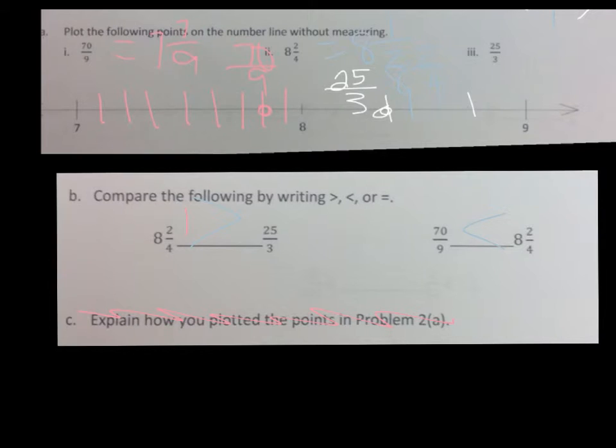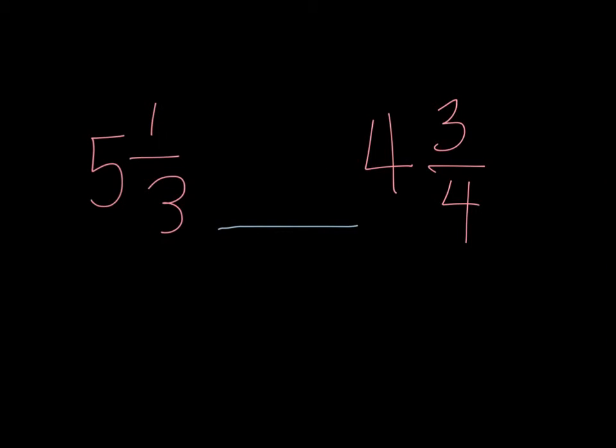You should have answered that 8 2/4 is greater than 25/3, and 70/9 is less than 8 2/4. You do not need to do C. Now you will practice comparing mixed numbers and improper fractions. You do not need to use the number line as you continue to do this.